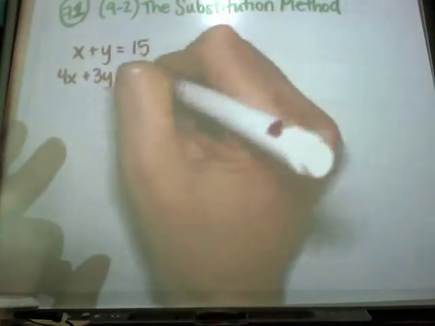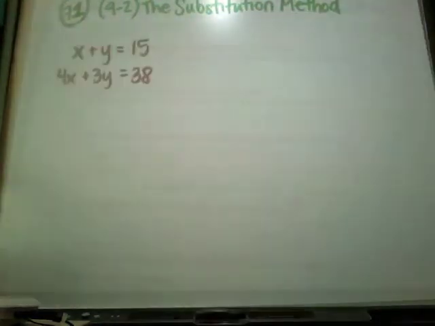x plus y equals 15, and 4x plus 3y equals 38.